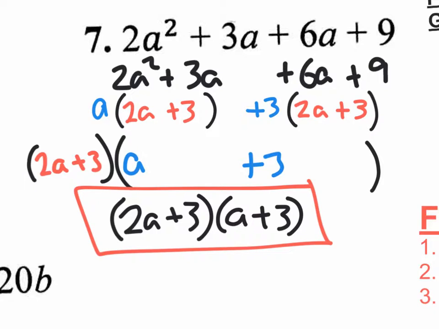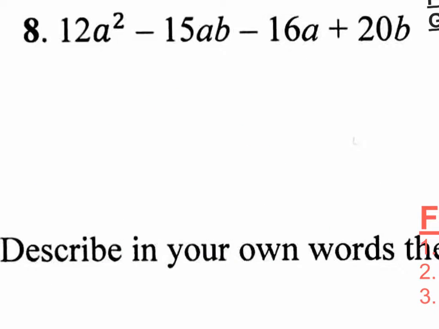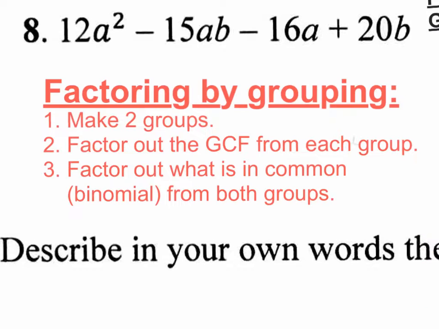Let's try one more. Okay, guys, number 8. 12a squared minus 15ab minus 16a minus 20b. Is there a GCF in all 4 terms? 12, 15, 16, 20. You're probably thinking you can pull out a 2, but you can't pull out a 2 from here. You can't even pull out a 3 because 16 doesn't work with 3, or 20 doesn't work with 3. So you got to go and try once again factoring by grouping.